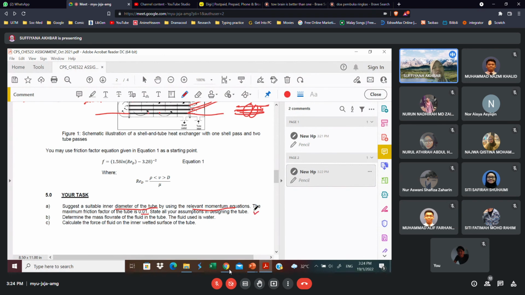Okay, sekarang ni you nak cari diameter. So dia bagi you friction factor. So this is friction factor. So this friction factor dia ada relate dengan apa? Reynolds number kan? Yalah, this is the Reynolds number siap dia bagi lagi. Class, are you with me? So this one the Reynolds number. So you substitute lah dalam Reynolds number.